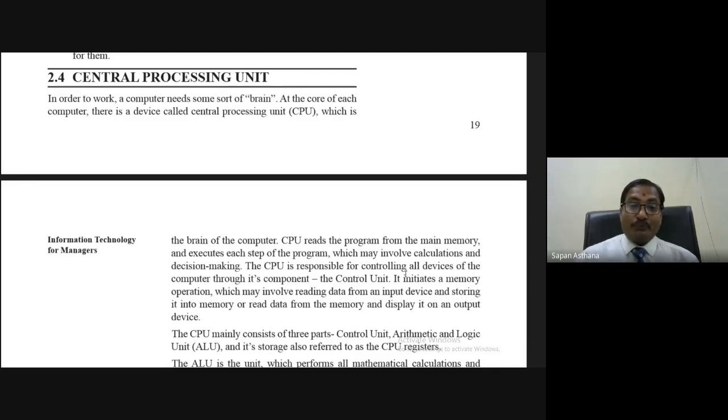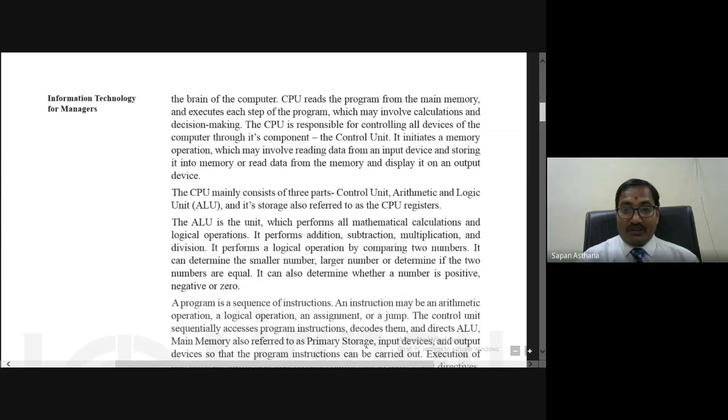The CPU reads the program from the main memory and executes each step of the program, which may involve calculation and decision making. The CPU is responsible for controlling all devices of the computer through its components. Yes, the central processing unit is responsible for controlling all the devices of the computer through its components.